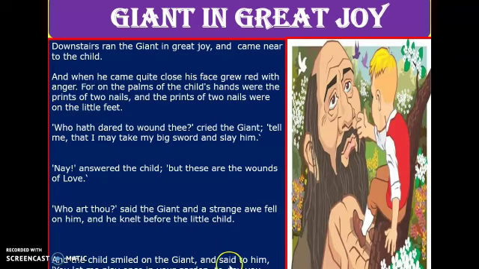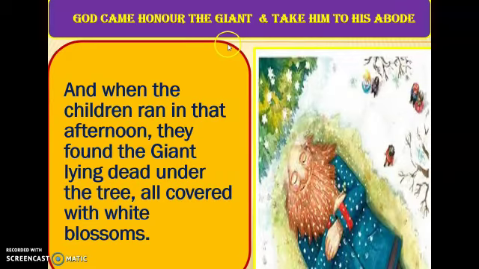The child smiled on the giant and said to him, You let me play once in your garden, today you shall come with me to my garden, which is paradise. He said that you allowed me to play in your garden, and now you are going to come with me to my garden, and my garden is paradise. So this little boy was God who had come to the giant to take him away to his kingdom of heaven. God came and honored the giant and took him to his abode, that is, to heaven.